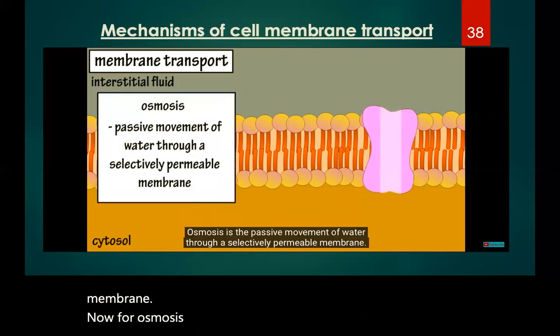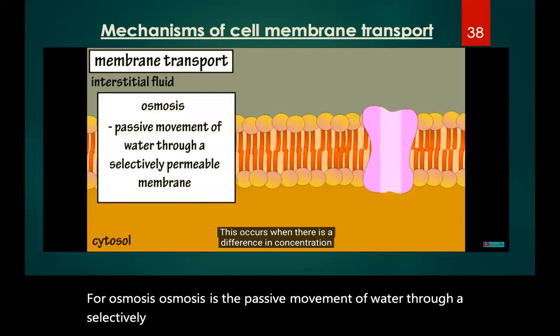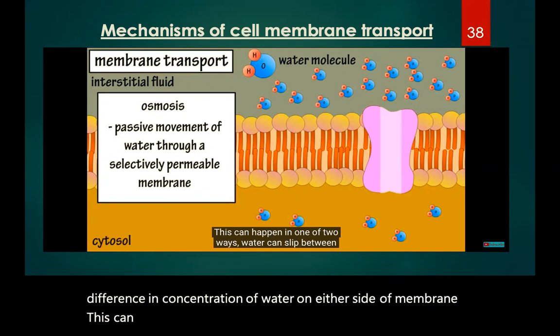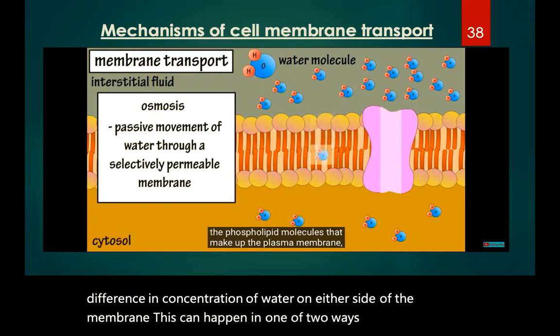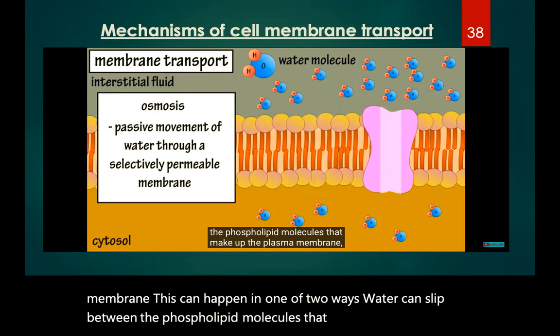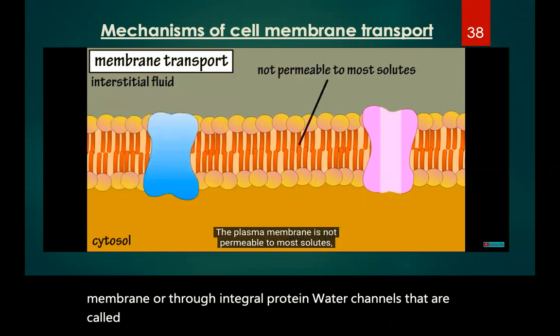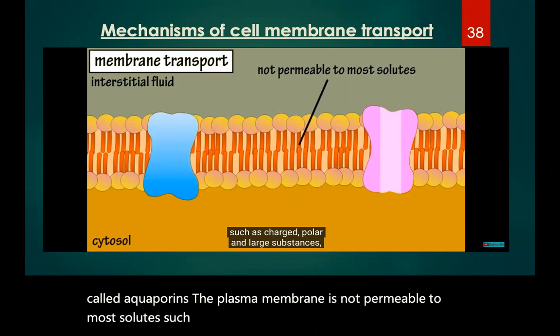Osmosis is the passive movement of water through a selectively permeable membrane. This occurs when there's a difference in concentration of water on either side of the membrane. This can happen in one of two ways. Water can slip between the phospholipid molecules that make up the plasma membrane, or through integral protein water channels that are called aquaporins. The plasma membrane is not permeable to most solutes, such as charged, polar, and large substances.